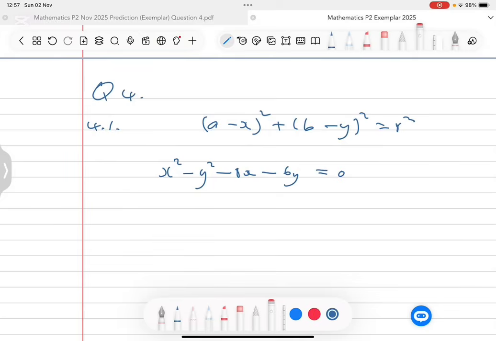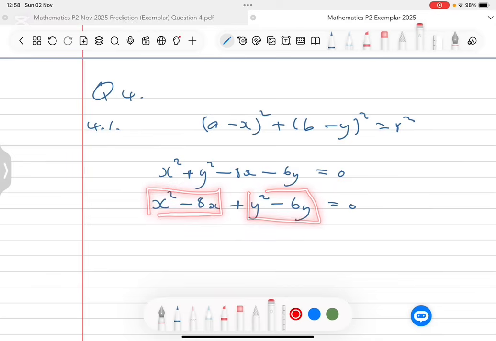Now, how do we do that? Well, the first step is I'll group the terms that have x together and the terms that have y together. I'll have here x squared minus 8x plus y squared minus 6y is equal to 0. Notice that here I made a mistake. My y squared should be positive. When we are here, we're going to complete the square twice, for this part and this part individually.